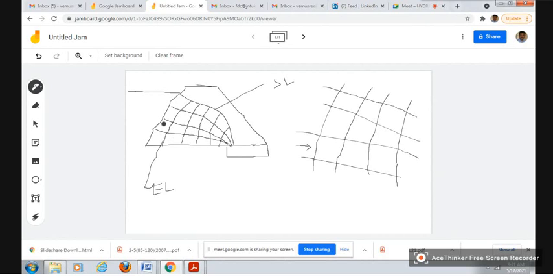This is one flow channel, this is another, and another, and another. Let us say this is delta Q, and similarly this is also delta Q. So this is the discharge passing through one flow channel only. Flow channel means the portion between two successive flow lines.